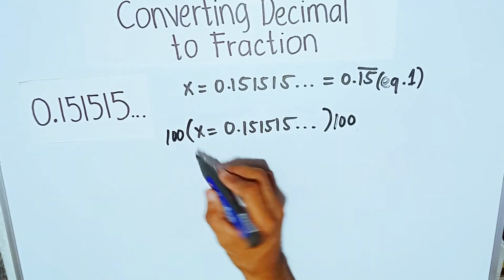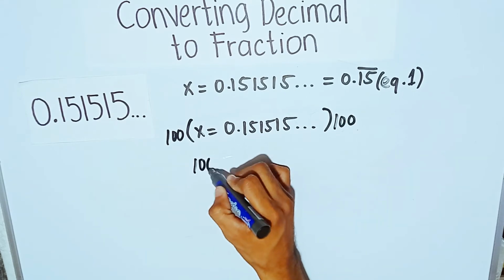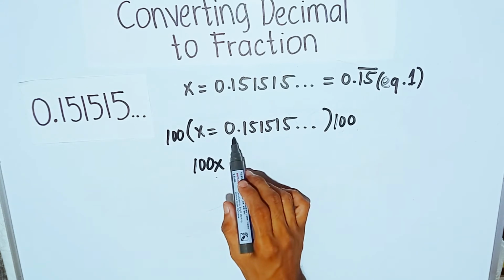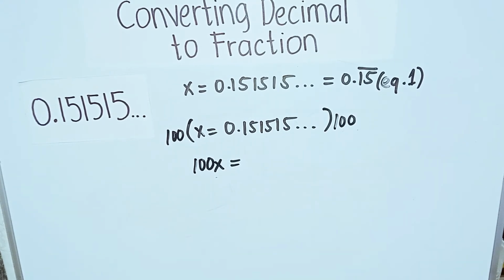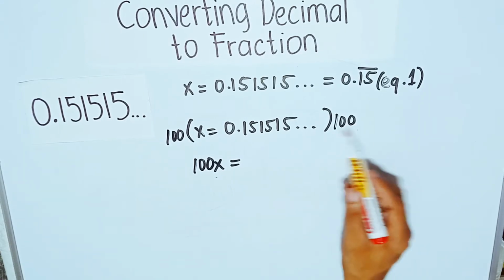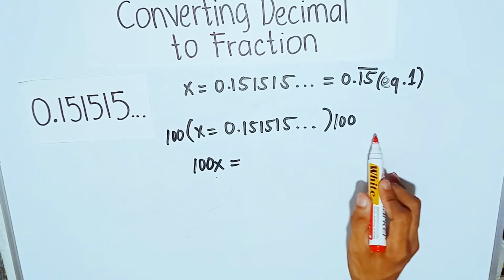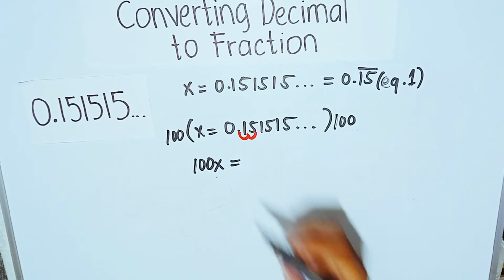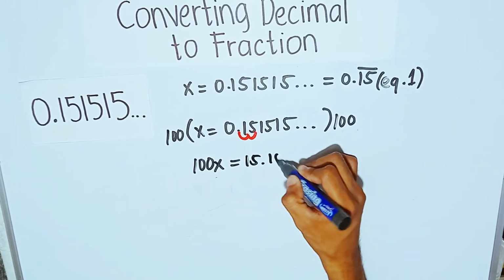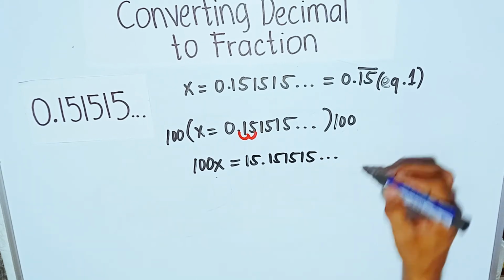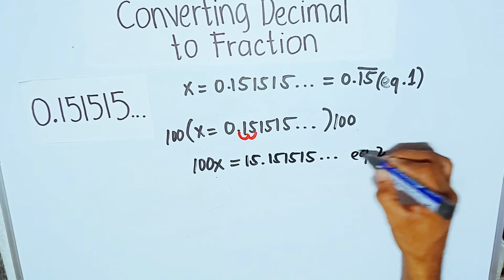Next, 100 times x, we have 100x is equals to 100 times 0.151515. Sa decimal na yan, meron tayong movement na place. Meron lang tayong movement ng decimal point na 2 kasi hundredths place, meaning to say from this one to the right. So, we have 1, 2. So, meron tayong 15.151515. Ito yung magiging equation number 2 natin.